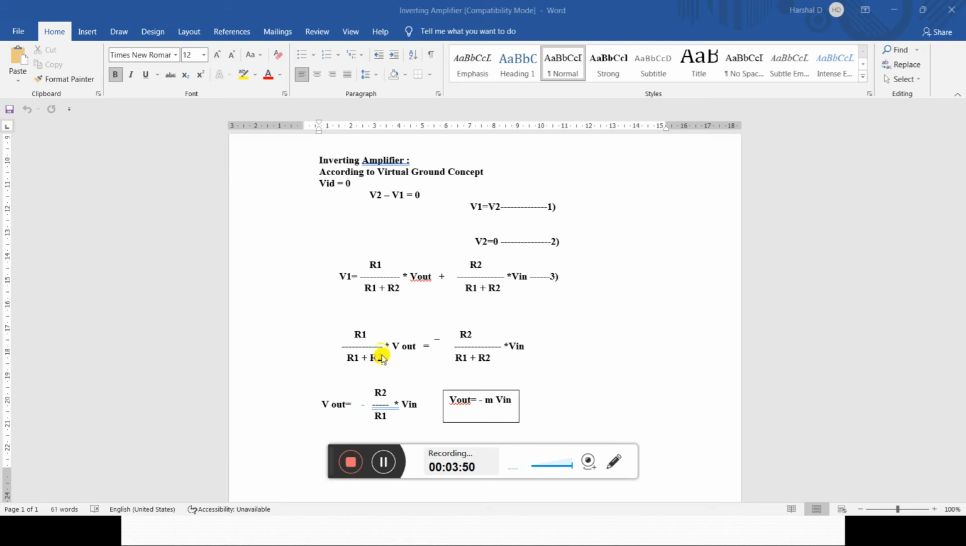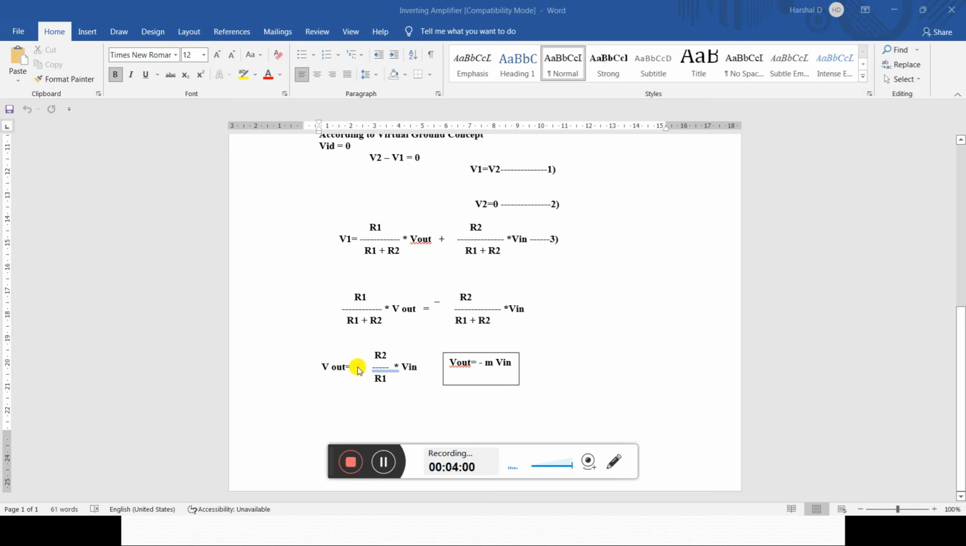What happens? R1 plus R2 gets cancelled, and minus R2 divided by R1 is present, multiplied by the input voltage. Here V output is equal to minus R2 divided by R1 multiplied by V in. So the output voltage is equal to minus R2 by R1 multiplied by V in. This is the gain formula of the inverting amplifier.